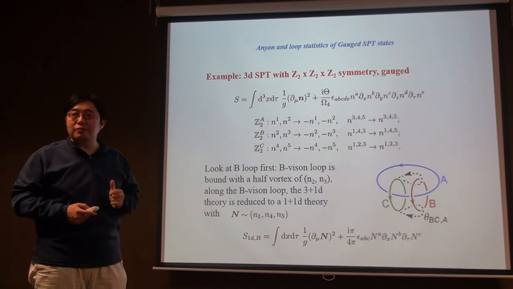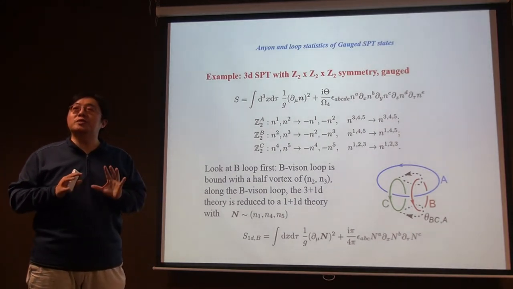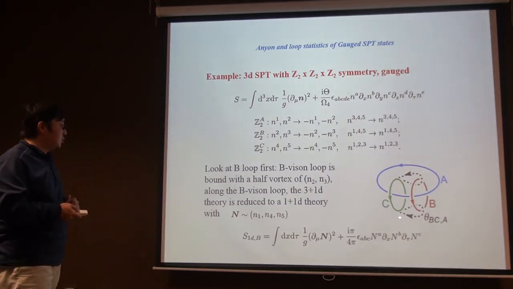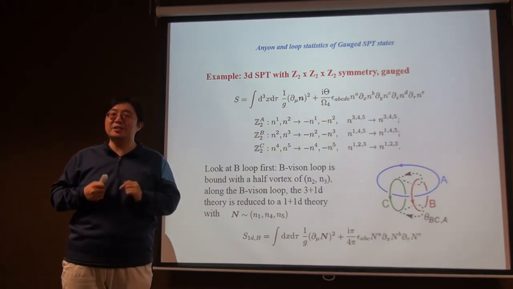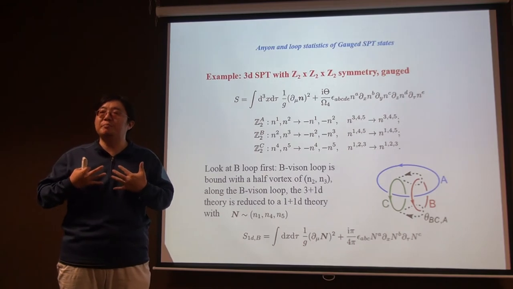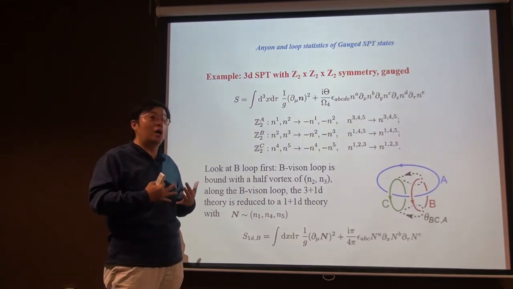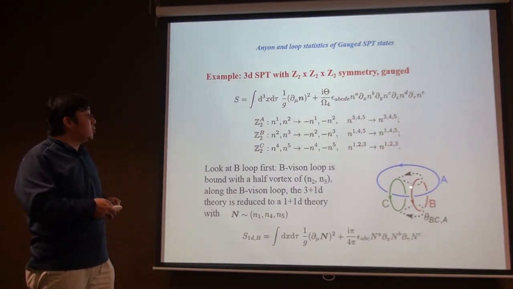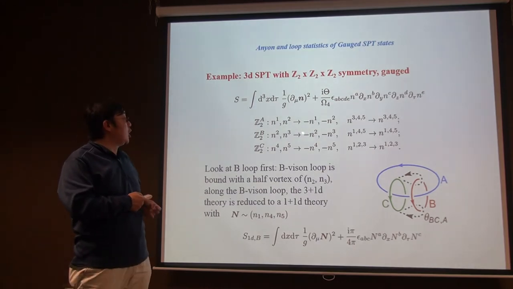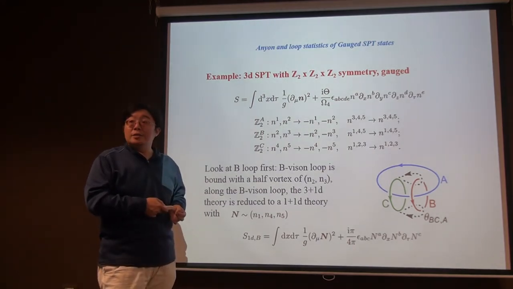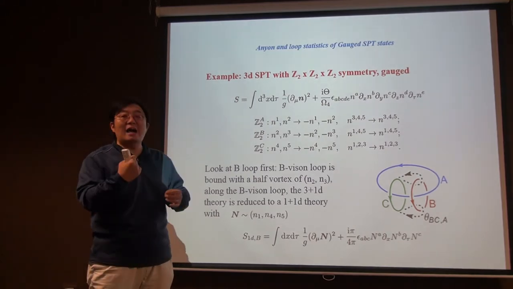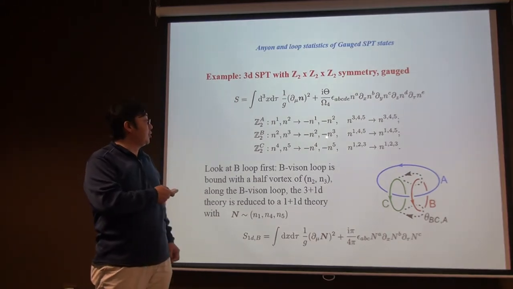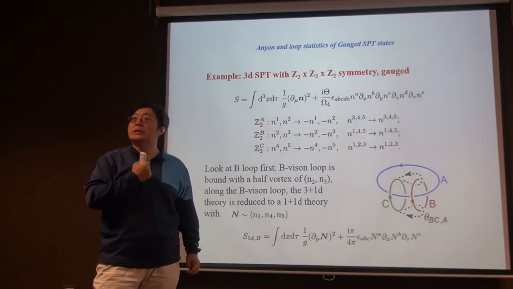First of all, let me reduce the entire process to the B loop. Let me just look at the B loop. Let me stand on the B loop and move along with the B loop. Because the B loop changes the sign of N2 and N3, on the B loop there will be a half vortex of N2 and N3 attached to it. Is that clear?